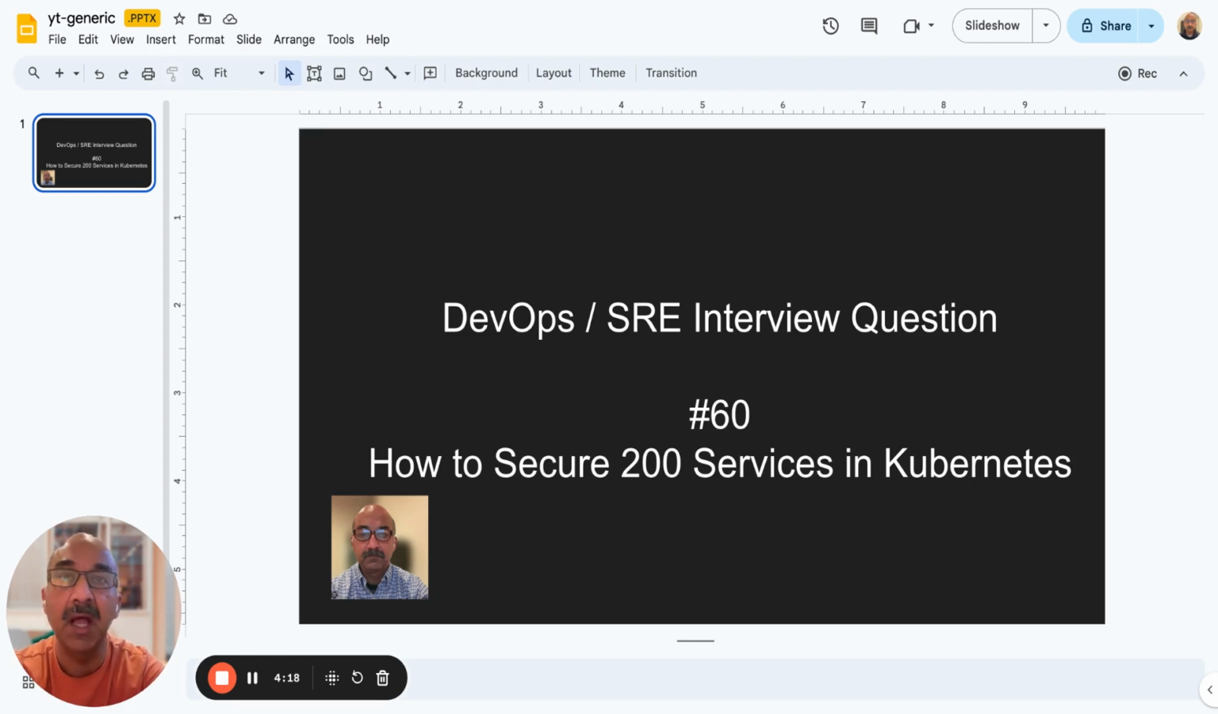So again, the question is, how do you secure many Kubernetes services? And the answers are, one, you need certificates, you need network policy, you also need role-based access control, and you also need service accounts. And after that, you also need logging and instrumentation of who's getting access.